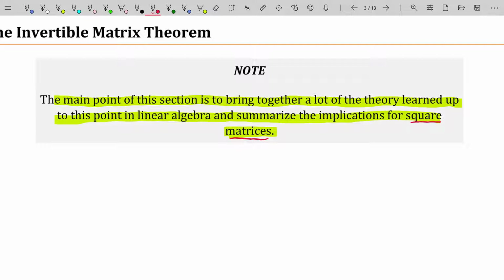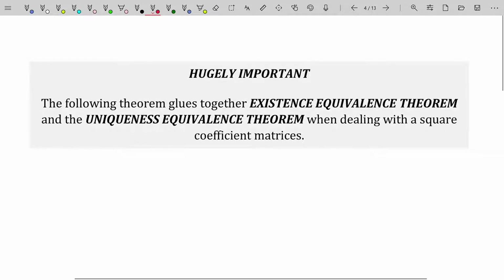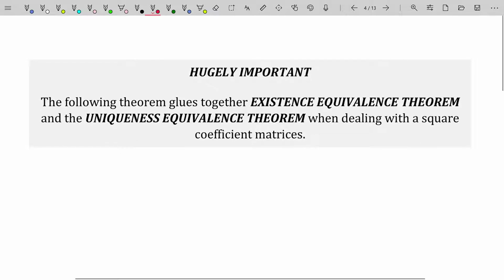And this note is exactly why I spent the first few minutes of this video just rehashing some old theorems. And if you've gotten this far in this video and haven't realized it, this is hugely important. This theorem will glue together the existence equivalence theorem and the uniqueness equivalence theorem when dealing with square coefficient matrices.